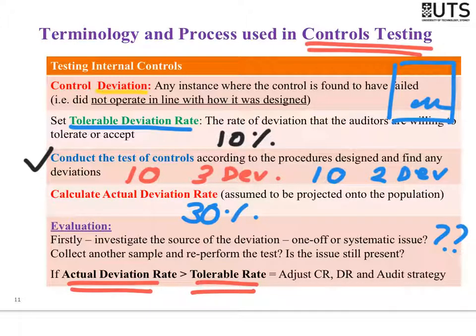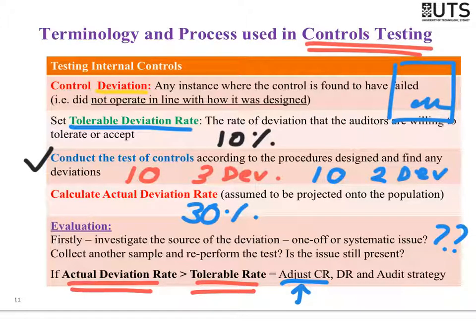Yes, it's an issue because the rate of deviations has far exceeded what we were willing to tolerate. So what happens? You adjust your control risk. You go back. You now know for a fact that the control failed. It does not operate the way it was supposed to. So what happens? You adjust control risk upwards. So if it was low, it now becomes either medium or high based on the judgment of the auditor. If it was medium, it now becomes high.